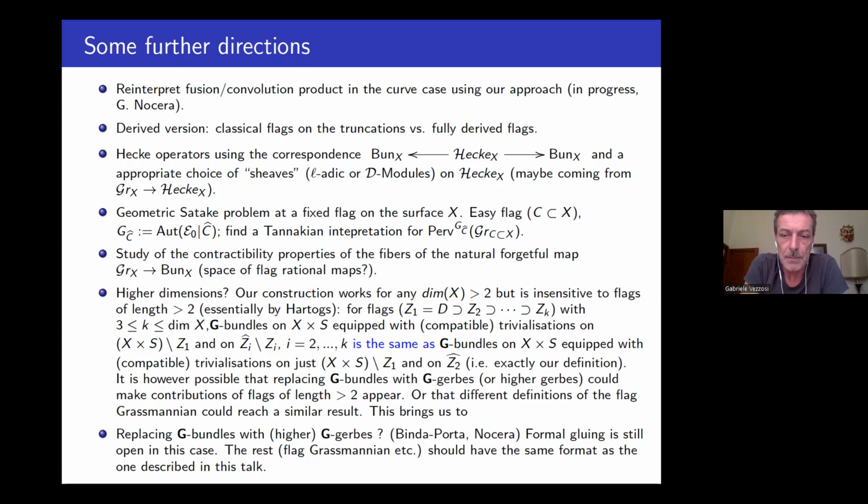And the only open part is formal gluing for G gerbes. The rest, the flag Grassmannian and all the factorization results, should have the same format as the one described in this talk. So even in higher dimension, this setup could be useful.